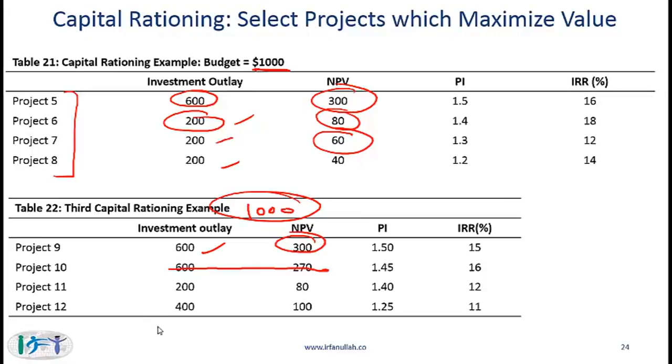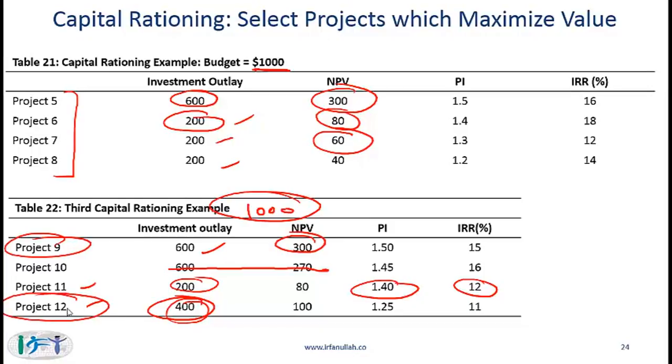Then between 11 and 12, the choice is interesting. If you do this project 200, it has a lower NPV compared to 12, but the IRR is higher, the profitability is higher. So should you do 11 or 12? 12. The correct answer is you pick 12. Whenever there is a conflict, you go with the higher NPV. So greater wealth will be created by picking 12. So that's what you do. You pick project 9 and you pick project 12.